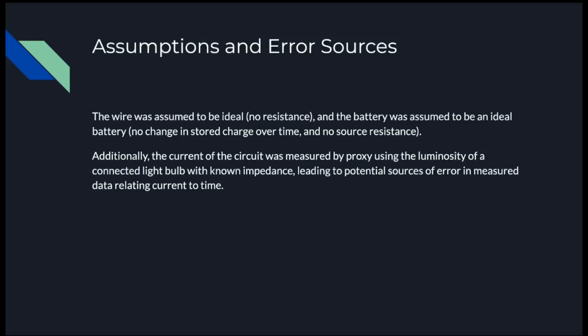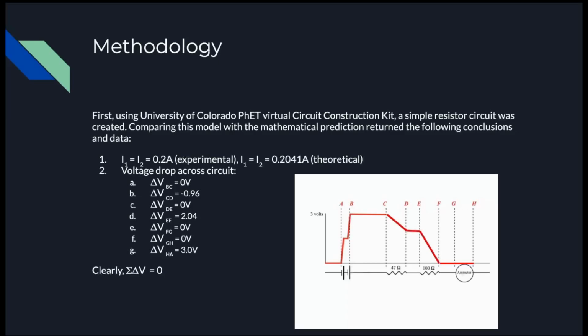Additionally, the current of the circuit was measured by proxy using the brightness of a connected light bulb with a known impedance, which is a source of error simply because it resulted in an eyeball definition of when a circuit, or a capacitor, I should say, was charged or discharged, which we'll get into later in this presentation. Some of the methodology.